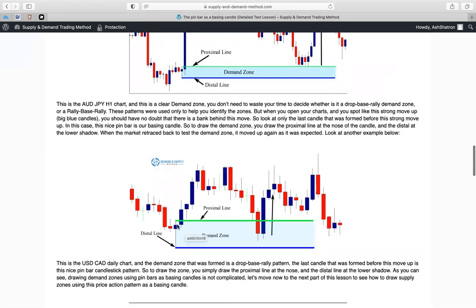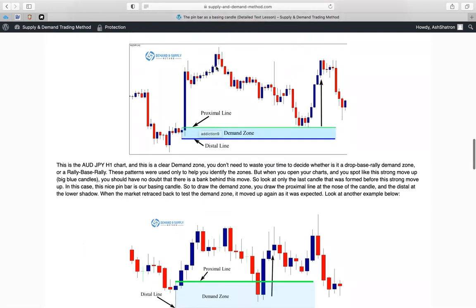Same thing, right? You can put your proximal line on the body or on the high of the wick, and then your distal line is always going to be on the last wick. And price goes up, right? This was a very huge momentum rally to the upside. So price goes up like this, and then price returns back to the zone. Once price returns back to the zone, right, price goes back up.